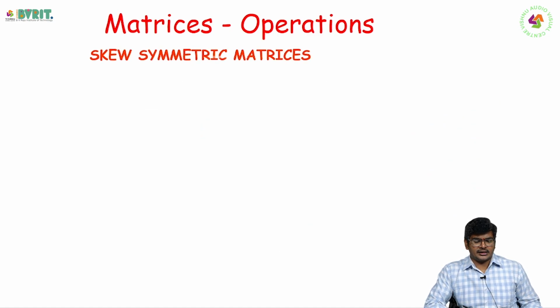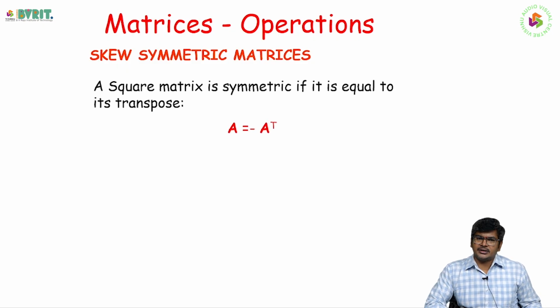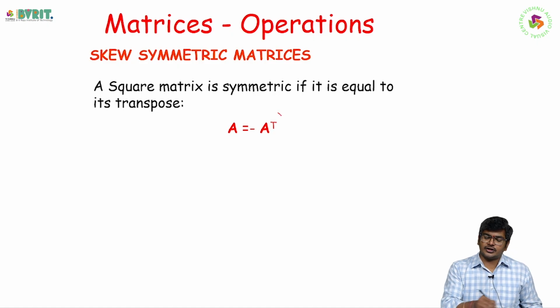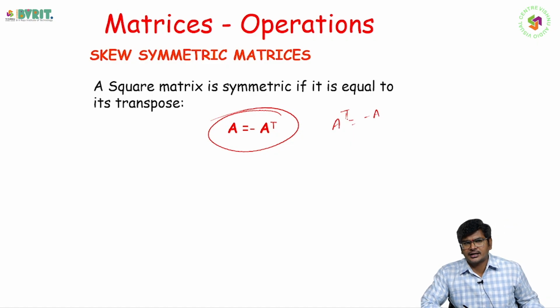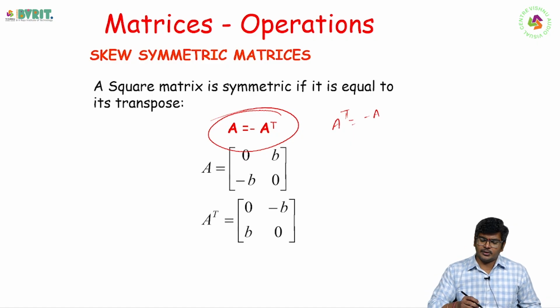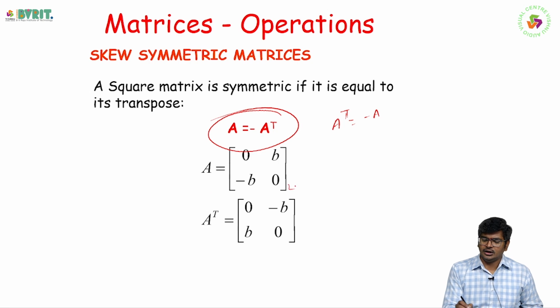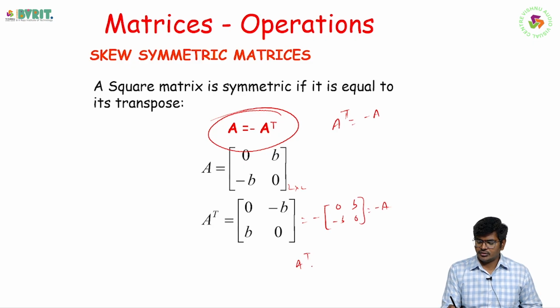Next, skew symmetric matrix. A square matrix is said to be skew symmetric if A transpose equals minus A. Satisfying this condition, the matrix is called a skew symmetric matrix. Example, what is the A matrix? 2 by 2 order: 0, b, minus b, 0. And A transpose is 0, minus b, b, 0. Take minus common, we get 0, b, minus b, 0. This is minus of A. Therefore, A transpose equals minus A.